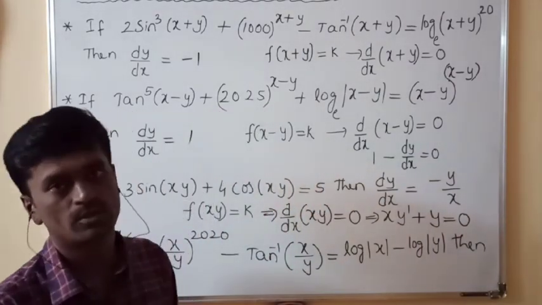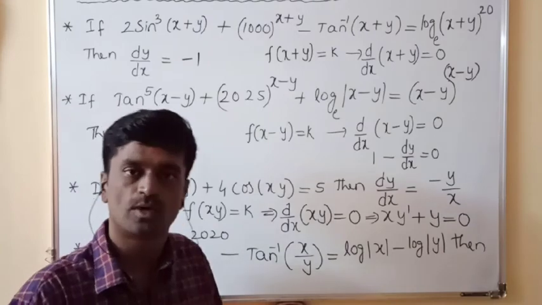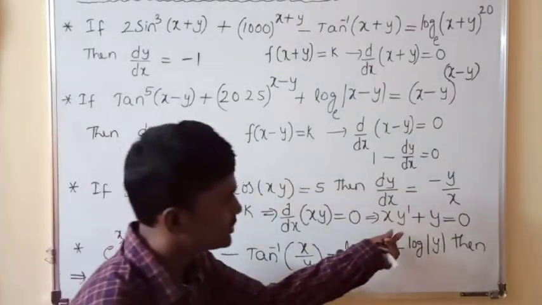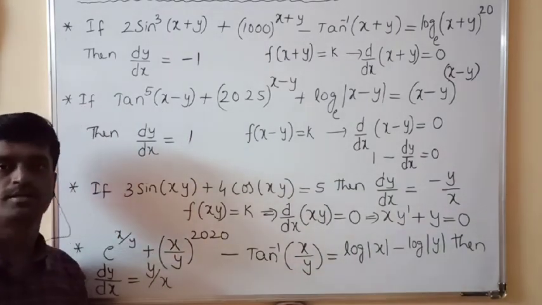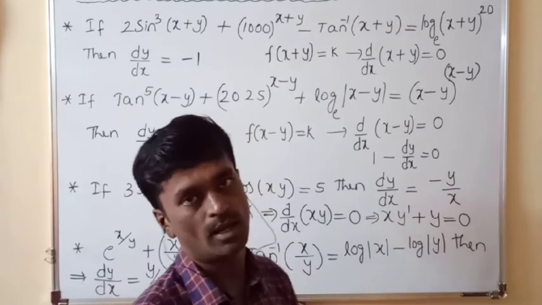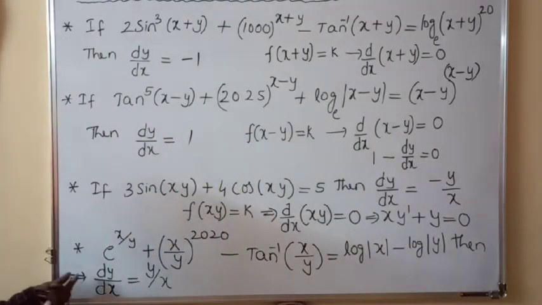Derivative of x with respect to x is what? 1. So y into 1, y, second term is equal to 0 as it is. So from this equation, what you will get? y dash value? Minus y by x. Or dy by dx value is how much? Minus y by x.